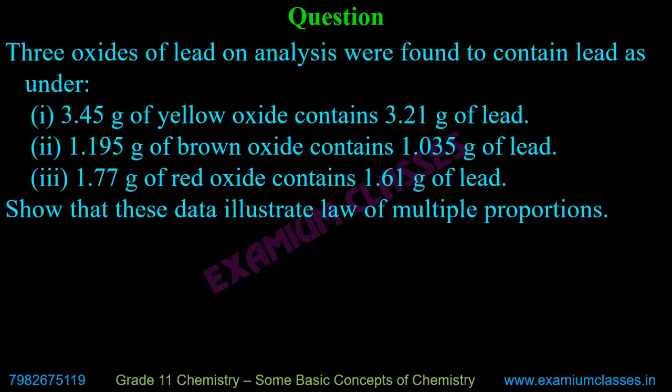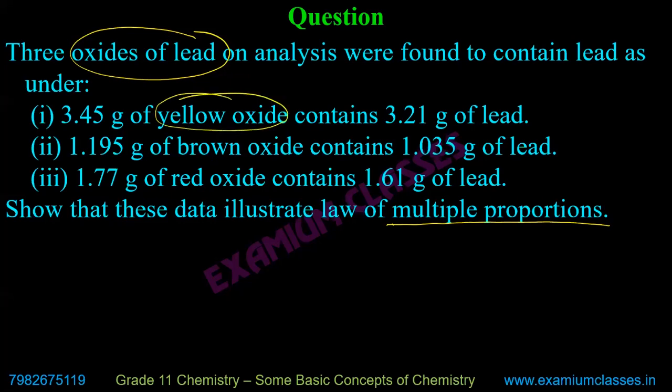Next, three oxides of lead on analysis were found to contain lead as under. In such questions, you don't need to bother about what the formula is, because you just need to show that they are in simple whole ratio. If you fix the mass of lead, these are all oxides, okay? Oxides of lead. So one is yellow oxide, the other is brown oxide, the other one is red oxide. It means in all you have lead and you have oxygen.